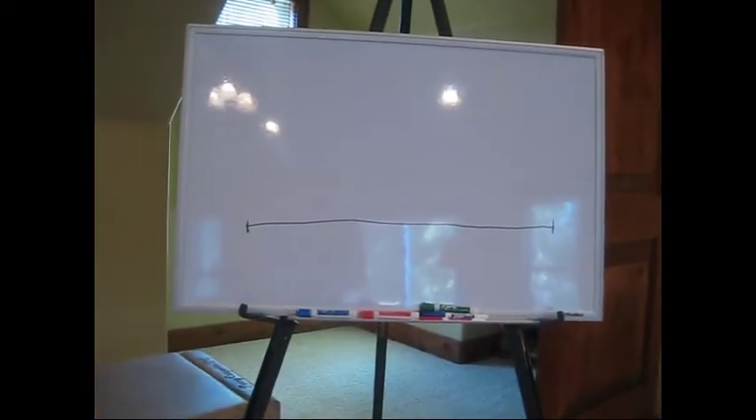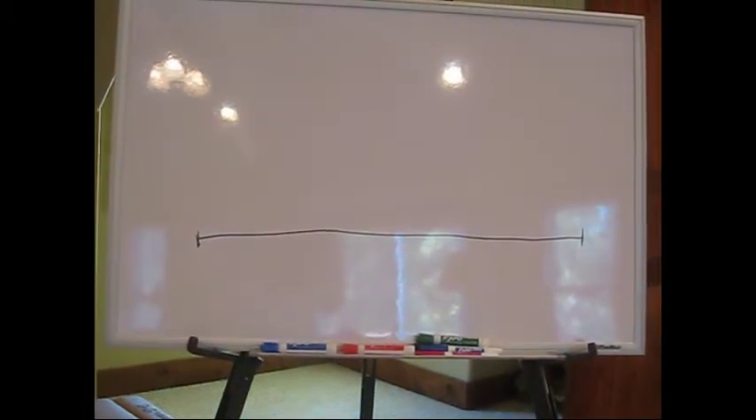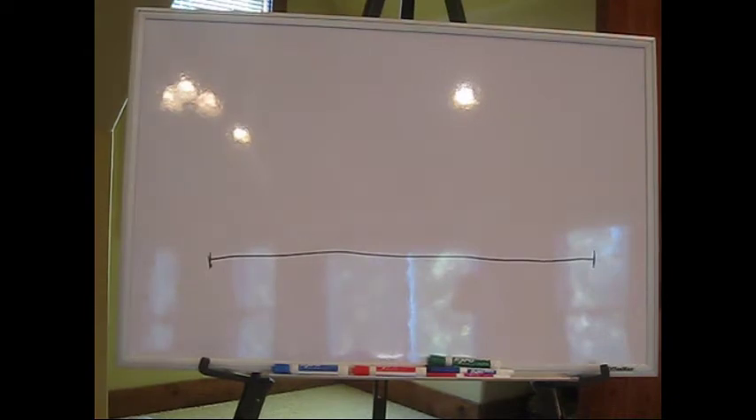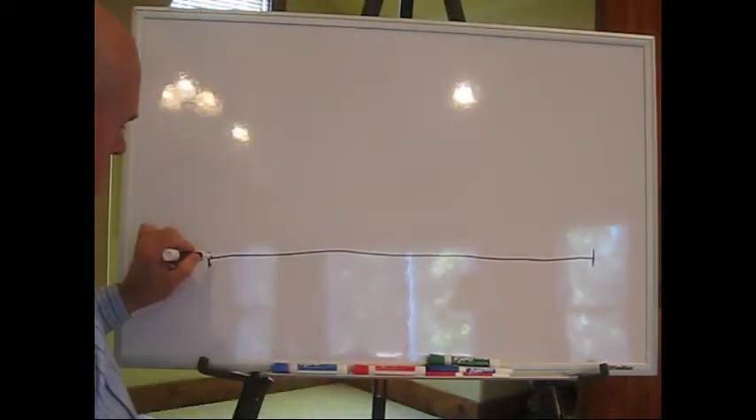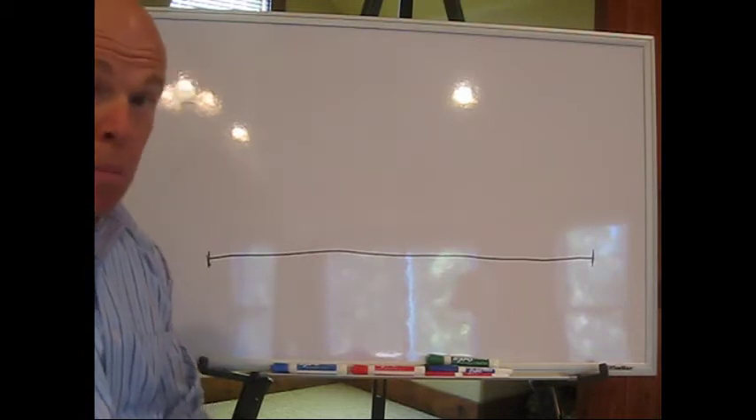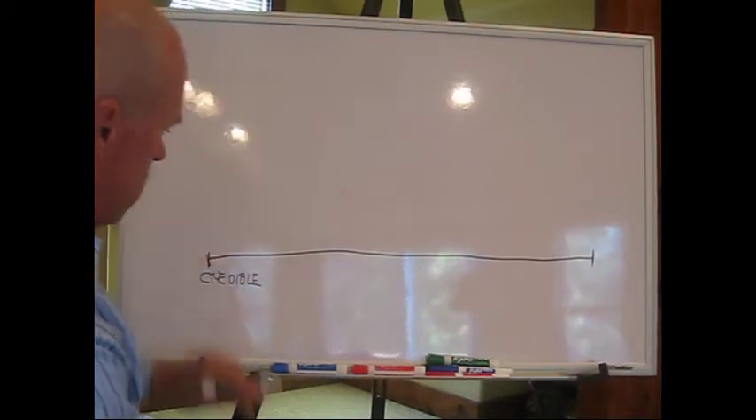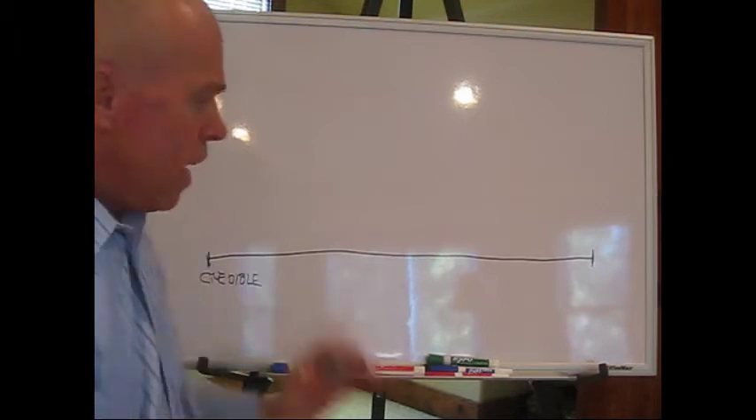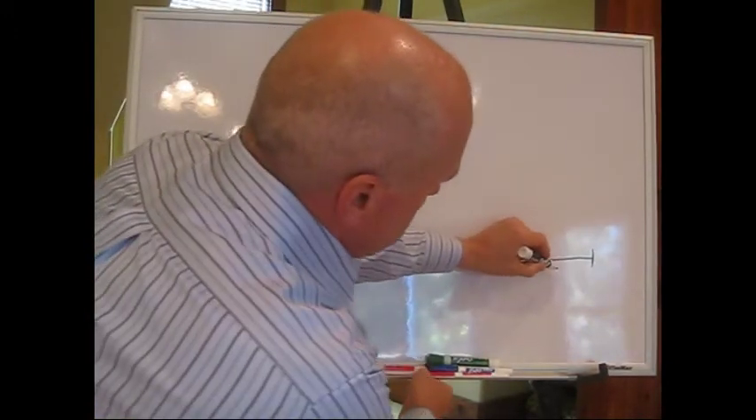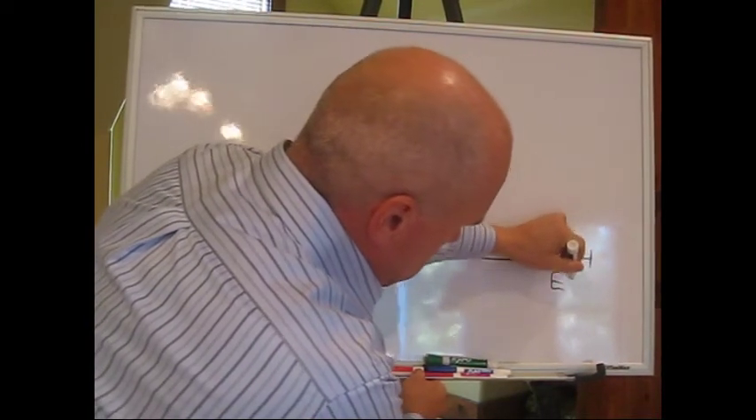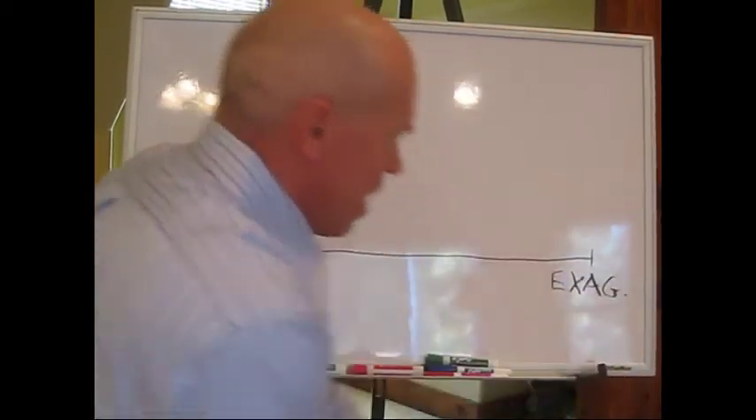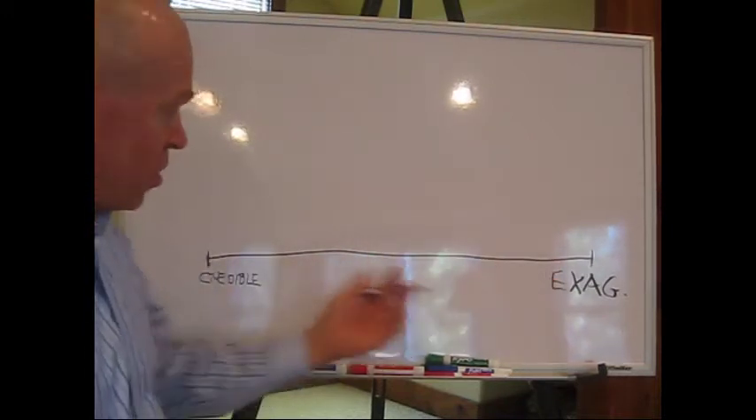Okay? So let's diagram this out. I hope you can see this. So the AMA guides tell us that here, at one end of the extreme, we have an examinee who's credible. Let's just call this credible. Who presents with credible pain behaviors. At the opposite end of the extreme is an examinee who presents with exaggerated. We'll just call that exag. And the AMA guides describe these as the two extremes.